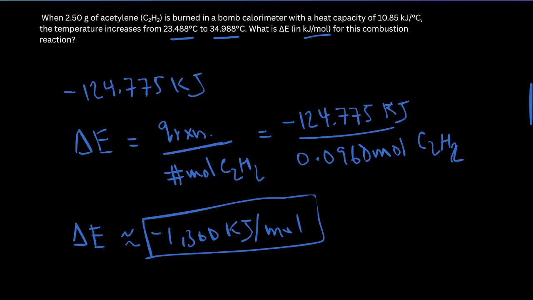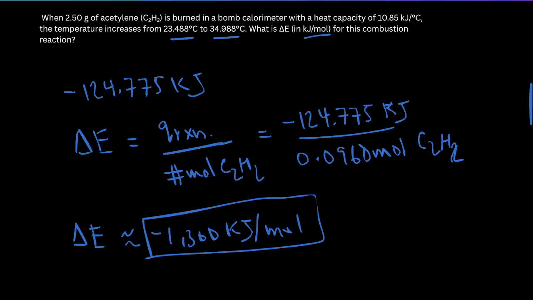And so this large negative value just tells us that the combustion of acetylene is highly exothermic. It releases a lot of heat. And this also just makes sense in context, since acetylene is used as a high energy fuel in torches, with acetylene torches. And so it just makes sense that this reaction would be highly exothermic.